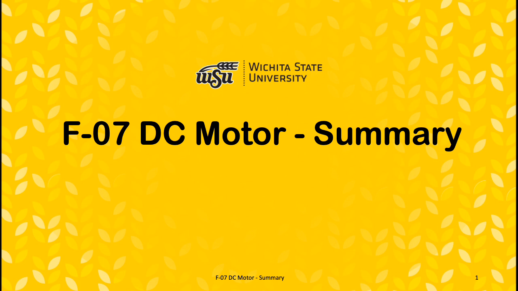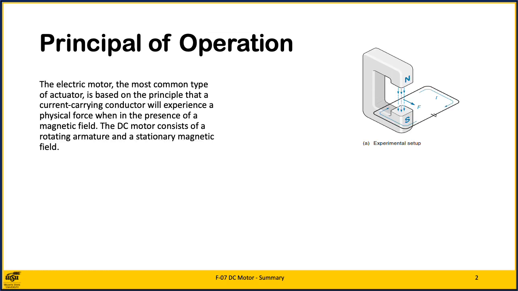Let's look at a summary of this section. The electric motor, the most common type of actuator, is based on the principle that a current carrying conductor will experience a physical force when in the presence of a magnetic field.